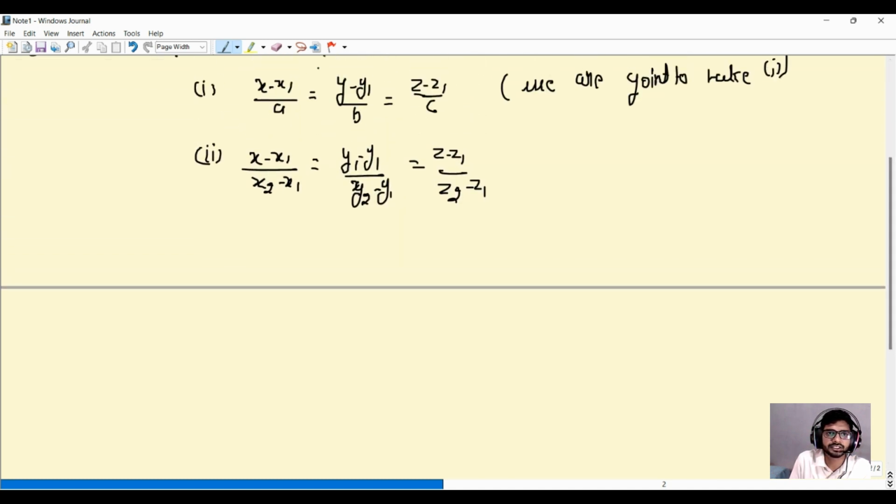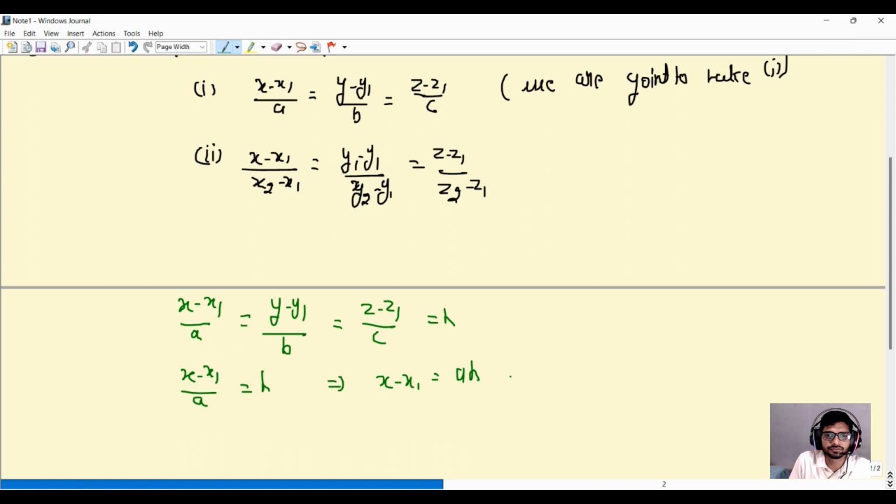For conversion of Cartesian to vector, we just put all the things equal to lambda: x minus x1 upon a equals y minus y1 upon b equals z minus z1 upon c equals lambda. Then x minus x1 upon a equals lambda gives x minus x1 equals a lambda, so x equals a lambda plus x1. This is our first equation.